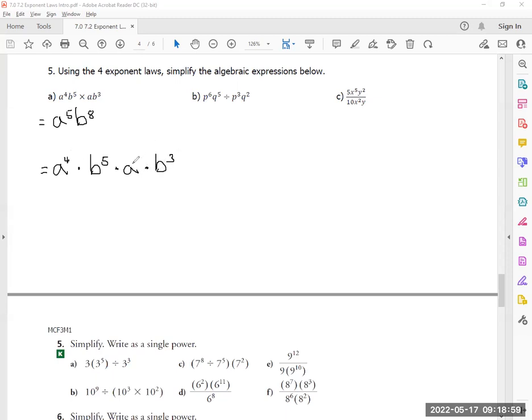No, I understand. Yeah. And here's my defense of why this can go into my previous answer. If I were to open this up, it's the same as A, B, B, B, B, B, A, B, B, B. These are all multiplying with each other. So how many A's are actually multiplying with each other?